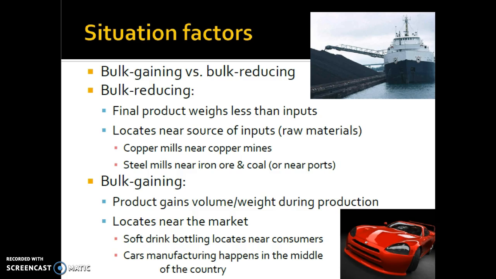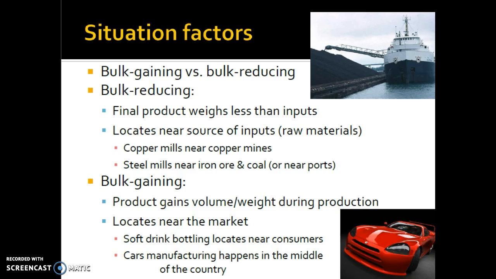The other category that influences the situation of industrial production is when a product involves a number of inputs, or things that are eventually going to make up the final product. They're combined to make a final product that gains weight or volume in the production process. This is known as weight gaining, or more commonly known as bulk gaining manufacturing. In situations when we're looking at bulk gaining, factories tend to be closer to consumers because the cost of transporting the finished product is more than transporting the inputs.